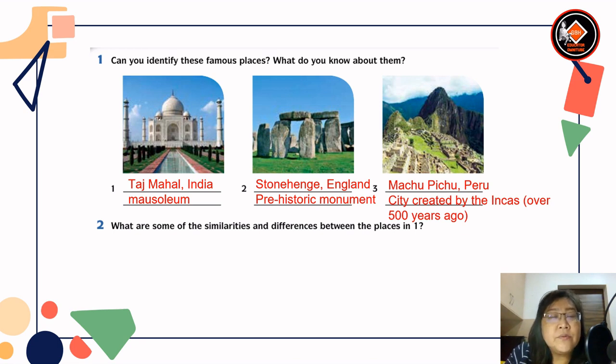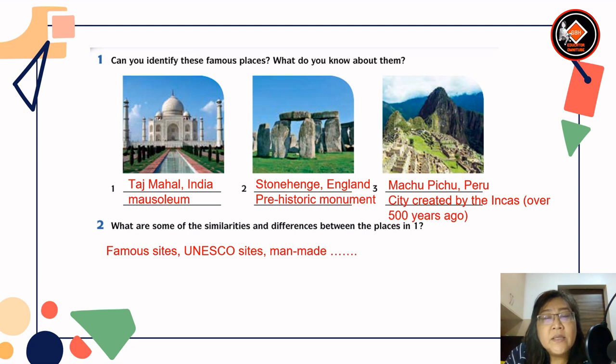Let's look at question number 2. What are some of the similarities and differences between the places in one? So you have the Taj Mahal, Stonehenge and Machu Picchu. Maybe you can say they are famous sites. So these are some of the similarities, and they are also UNESCO sites and they are man-made. What about the differences? Try to think of the differences and then you can discuss answers with your friends.